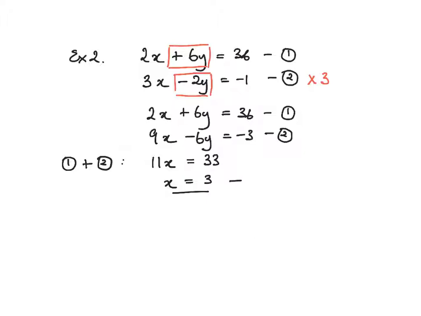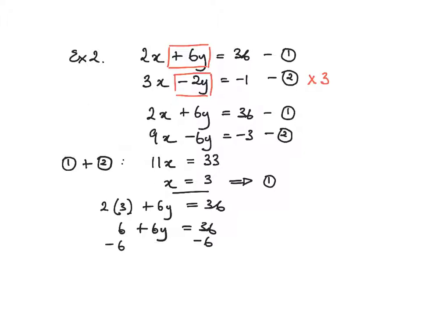What we have to do now is to substitute this back into one of the equations. I'm going to use equation 1 because there are no negatives. And that will allow us to find the value of y. So 2 lots of 3, 2 lots of x, plus 6y equals 36. 6 plus 6y equals 36. Subtract 6 from both sides, we've got 6y equals 30, and then y equals 5. So the solution to this set of equations is x equals 3 and y equals 5.